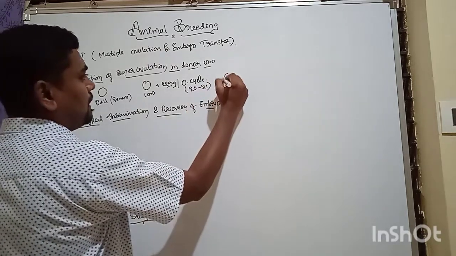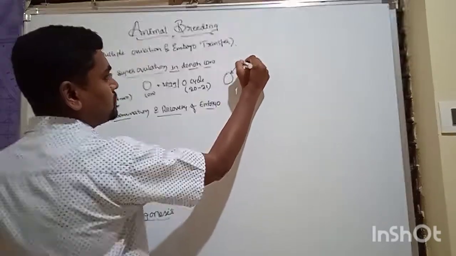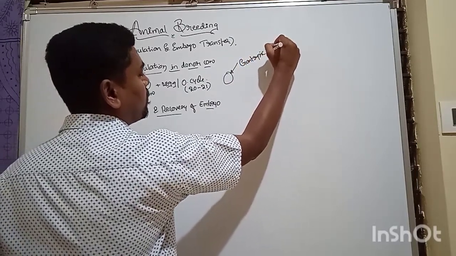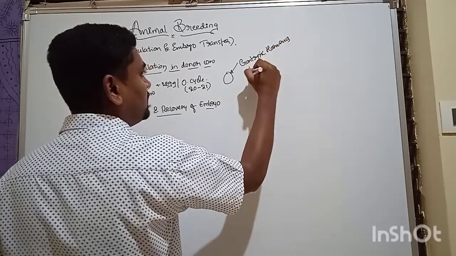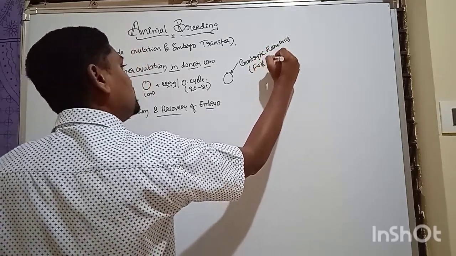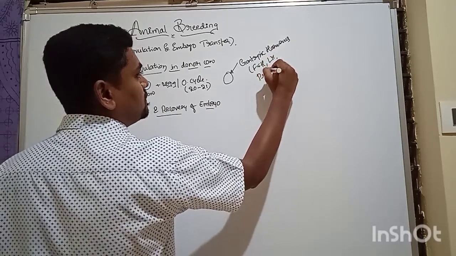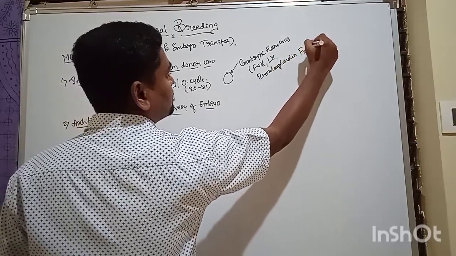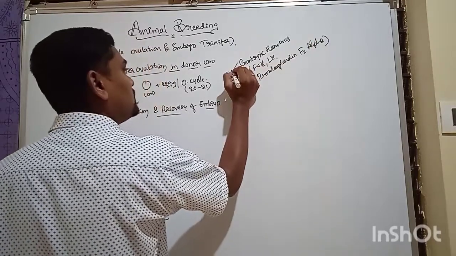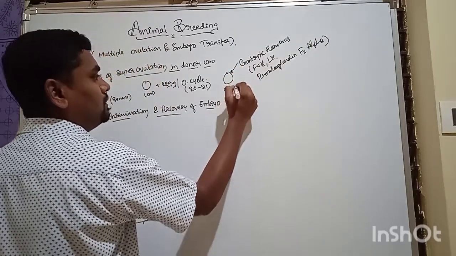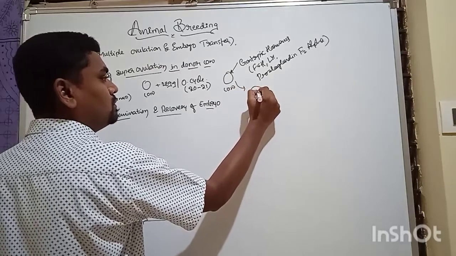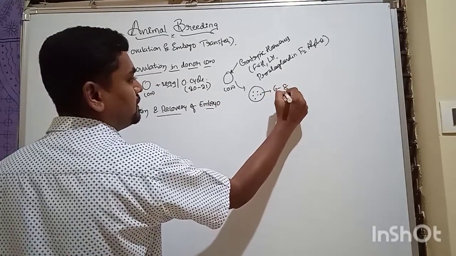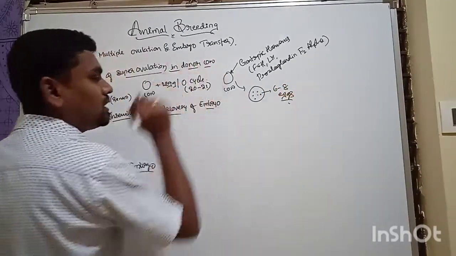What I'll do, I'll induce gonadotrophic hormones. Okay, what are the gonadotrophic hormones? FSH, LH, prostaglandin F2 alpha. I'll inject them into the cow. It will produce 6 to 8 eggs. This is the donor cow.